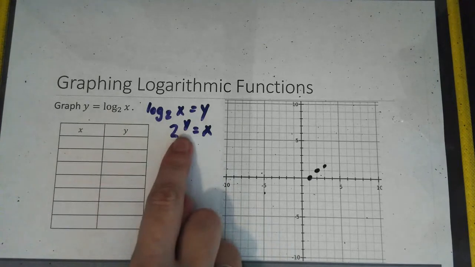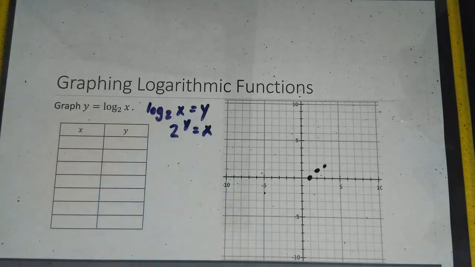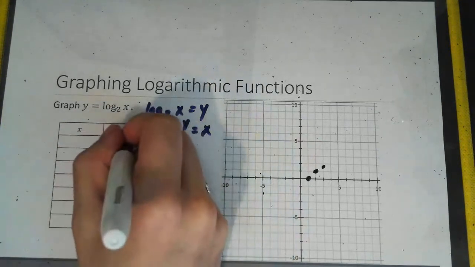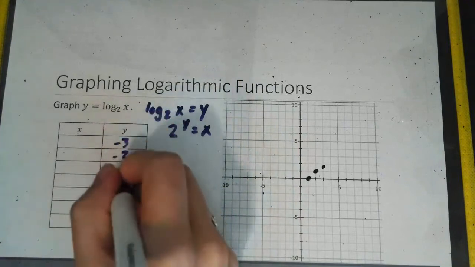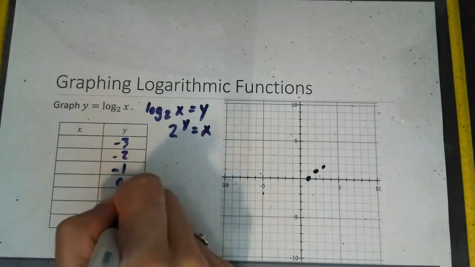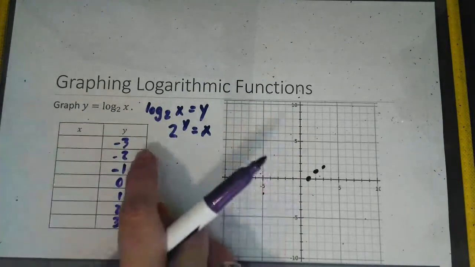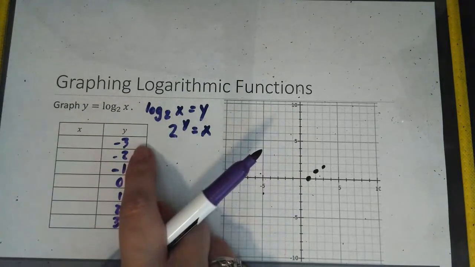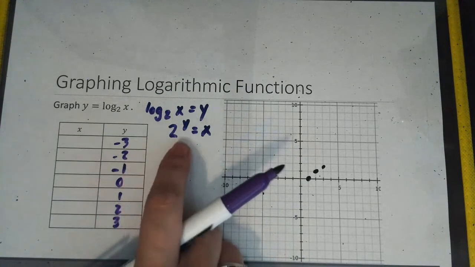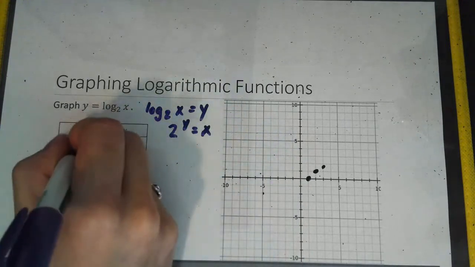Well, in exponential form, I can plug anything into an exponent. I can pick negative numbers, I can pick positive numbers, I can pick 0. So instead of picking values for x, I'm going to pick values for y. So we'll try y equals -3, -2, -1, 0, 1, 2, and 3, and see if that helps us any more. So this time I'm plugging in -3 for y. 2 to the -3rd power is 1/8.